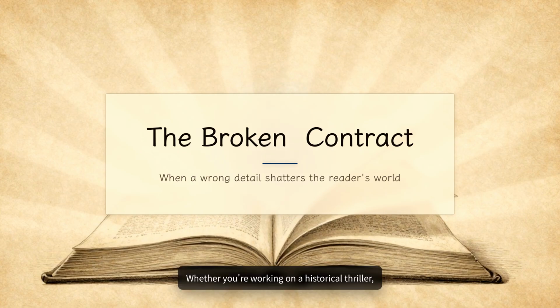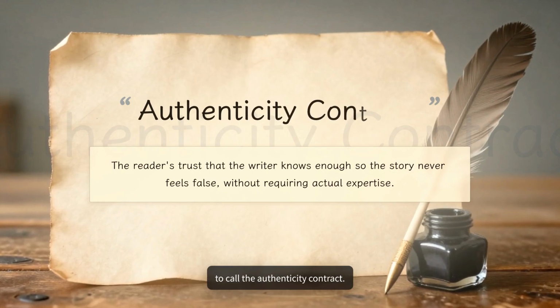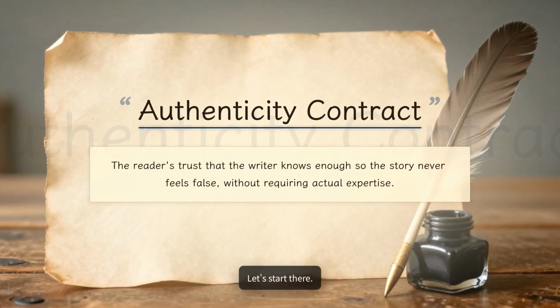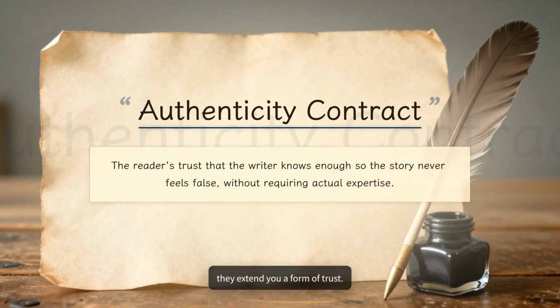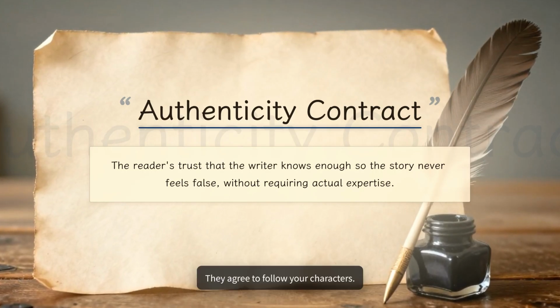Whether you're working on a historical thriller, a medical drama, or a novel set in a culture you've never lived in, the principles are the same. And they begin with something I want to call the authenticity contract. Let's start there. When a reader picks up your novel, they extend you a form of trust. They agree to inhabit your world. They agree to follow your characters. They agree to feel what the story needs them to feel.